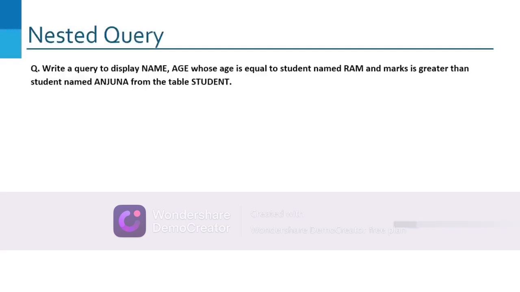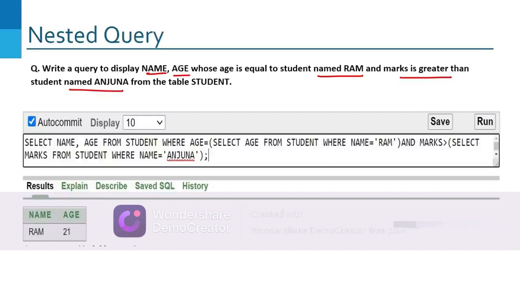Write a query to display name and age whose age is equal to the student named Ram and marks is greater than the student named Anjana from the table student. Now this particular question is really very frustrating. Why? Because you can see here we need to display name and age whose age is equal to the student named Ram and marks is greater than the student named Anjana. Let's understand what we have seen. Now there will be two subqueries because we have two such statements. I hope you'll be able to find the two statements.